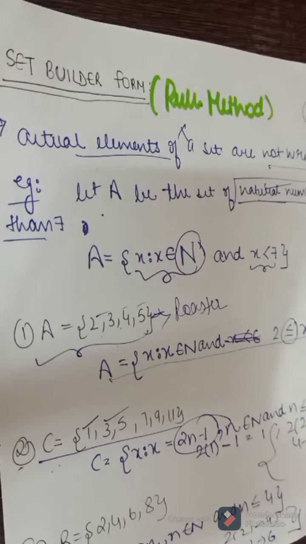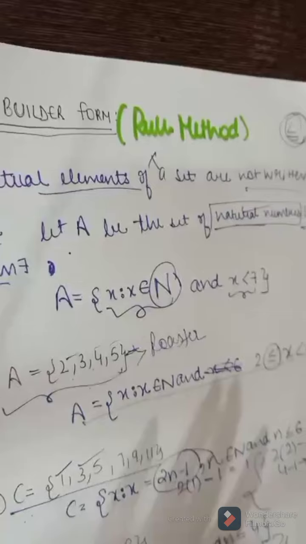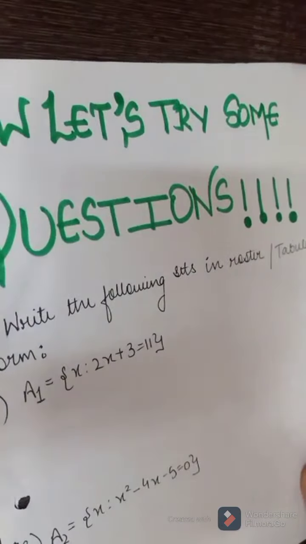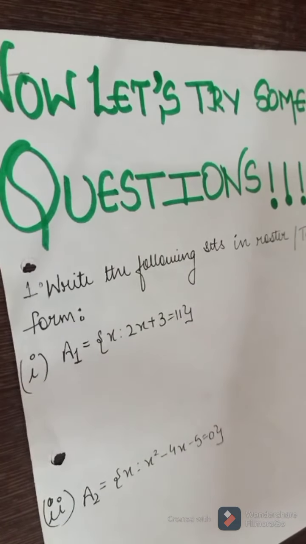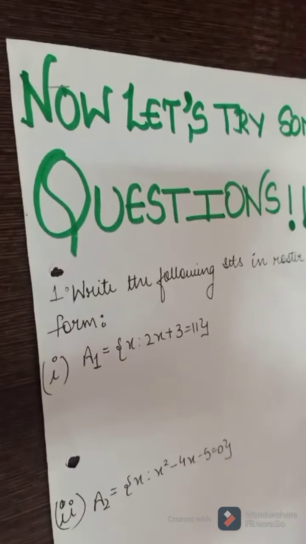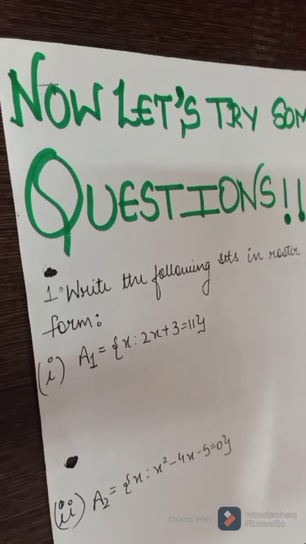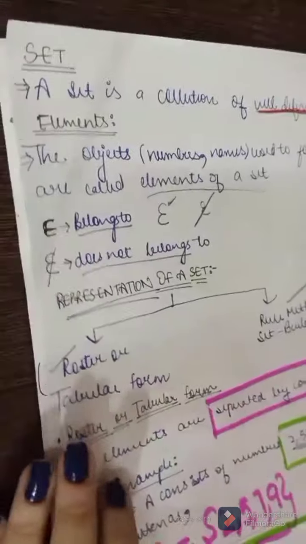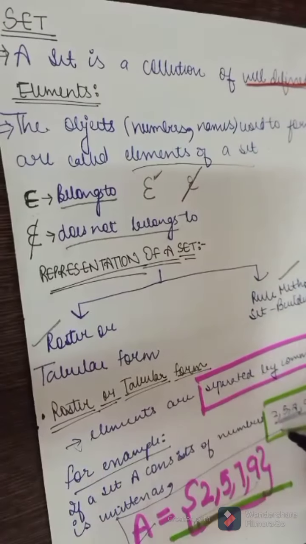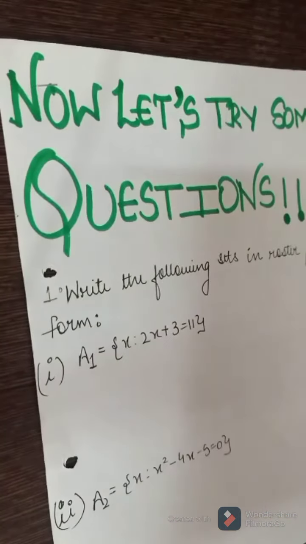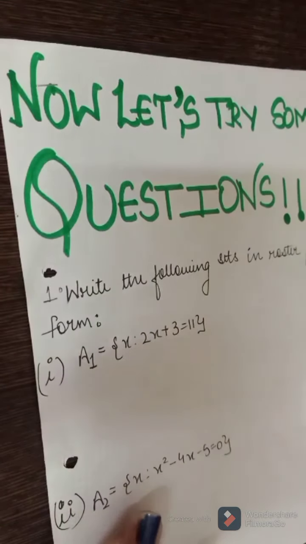If you have any doubts, just let me know in the comment section below so that I can help you with them. And now let's move on to the questions, right? Here is the sheet of questions for you all. I'm going to divide these questions and then teach you all, right? Write the following sets in roster or tabular form. Children, I'm again showing you how we write in roster form. This is the way that you write in the roster form.